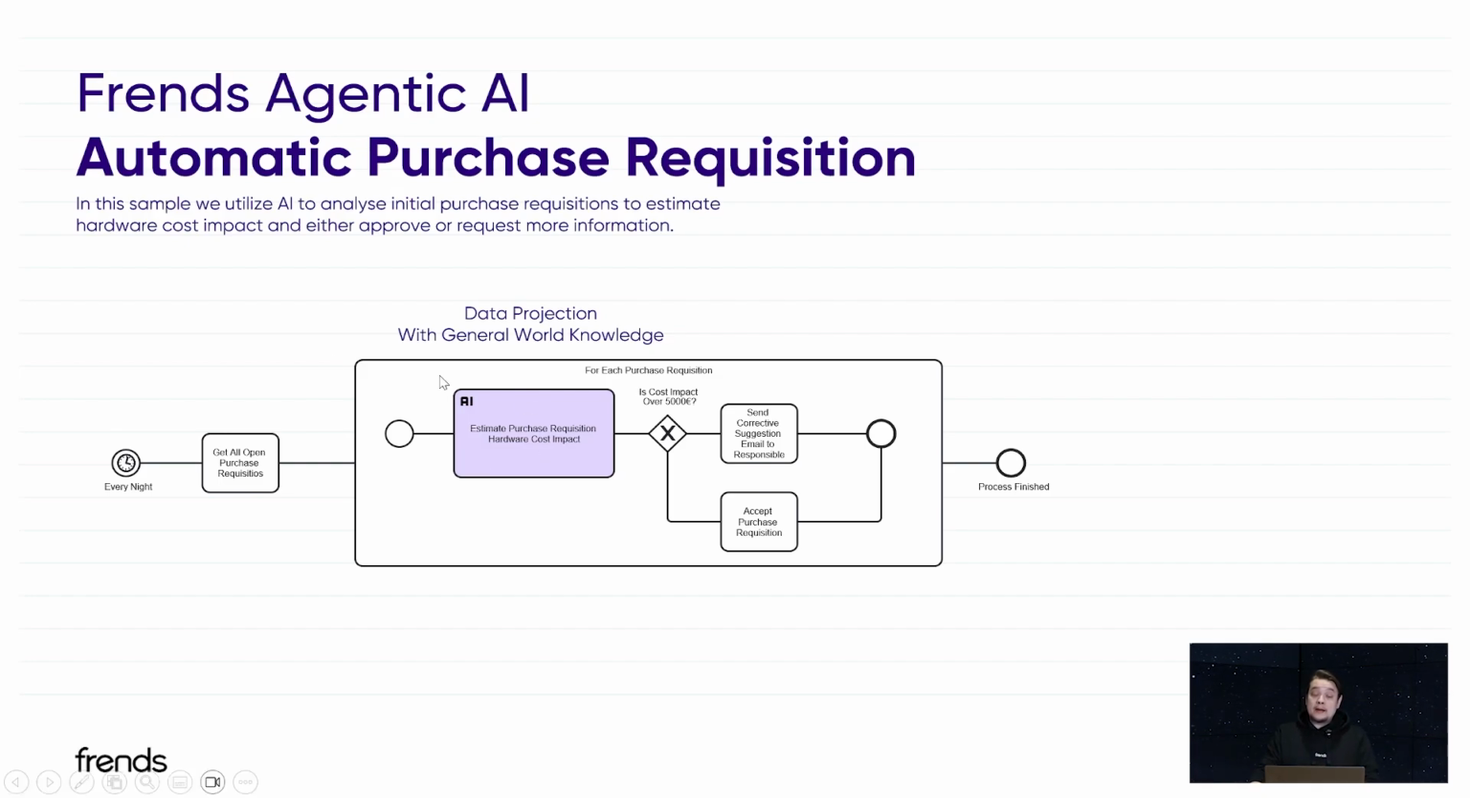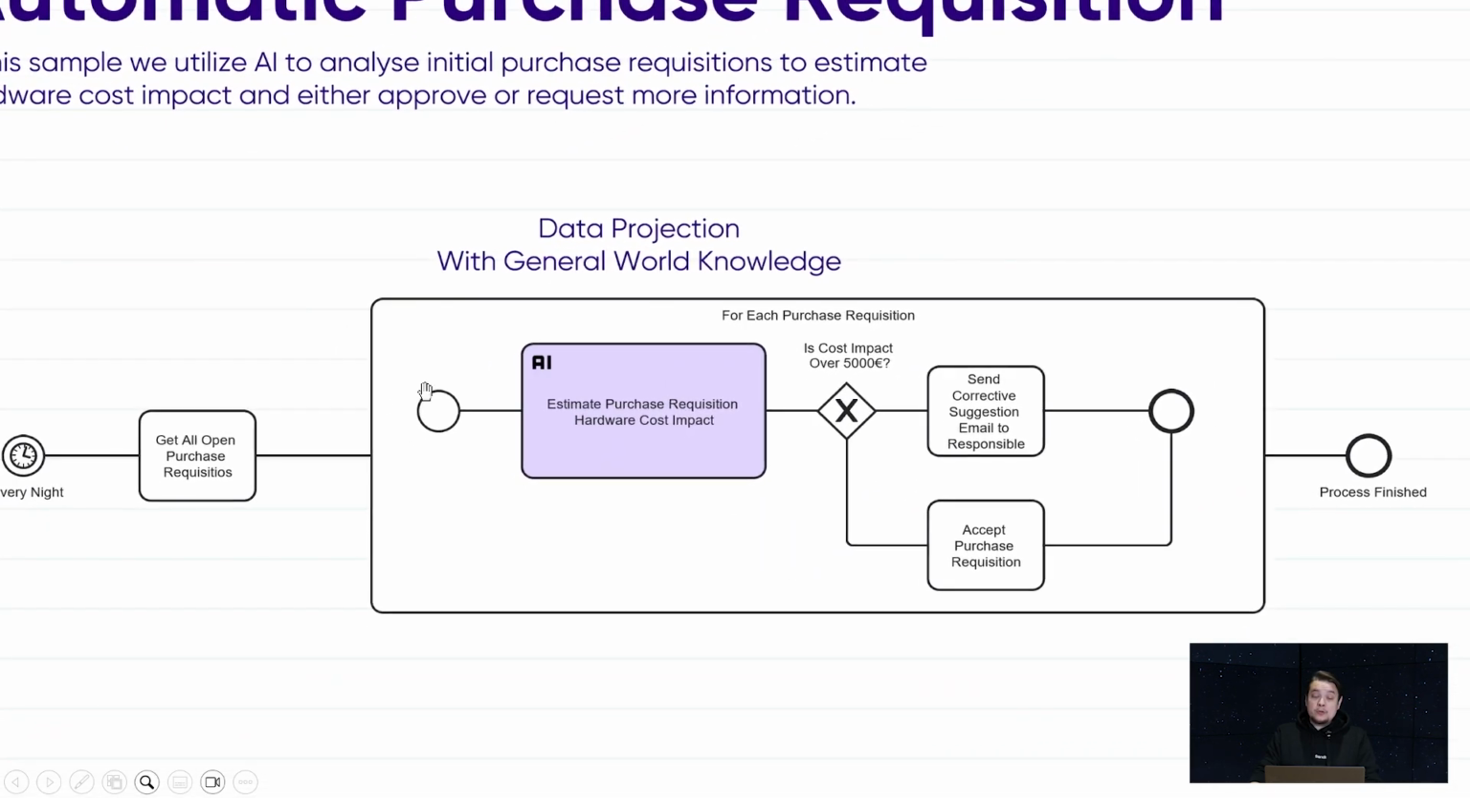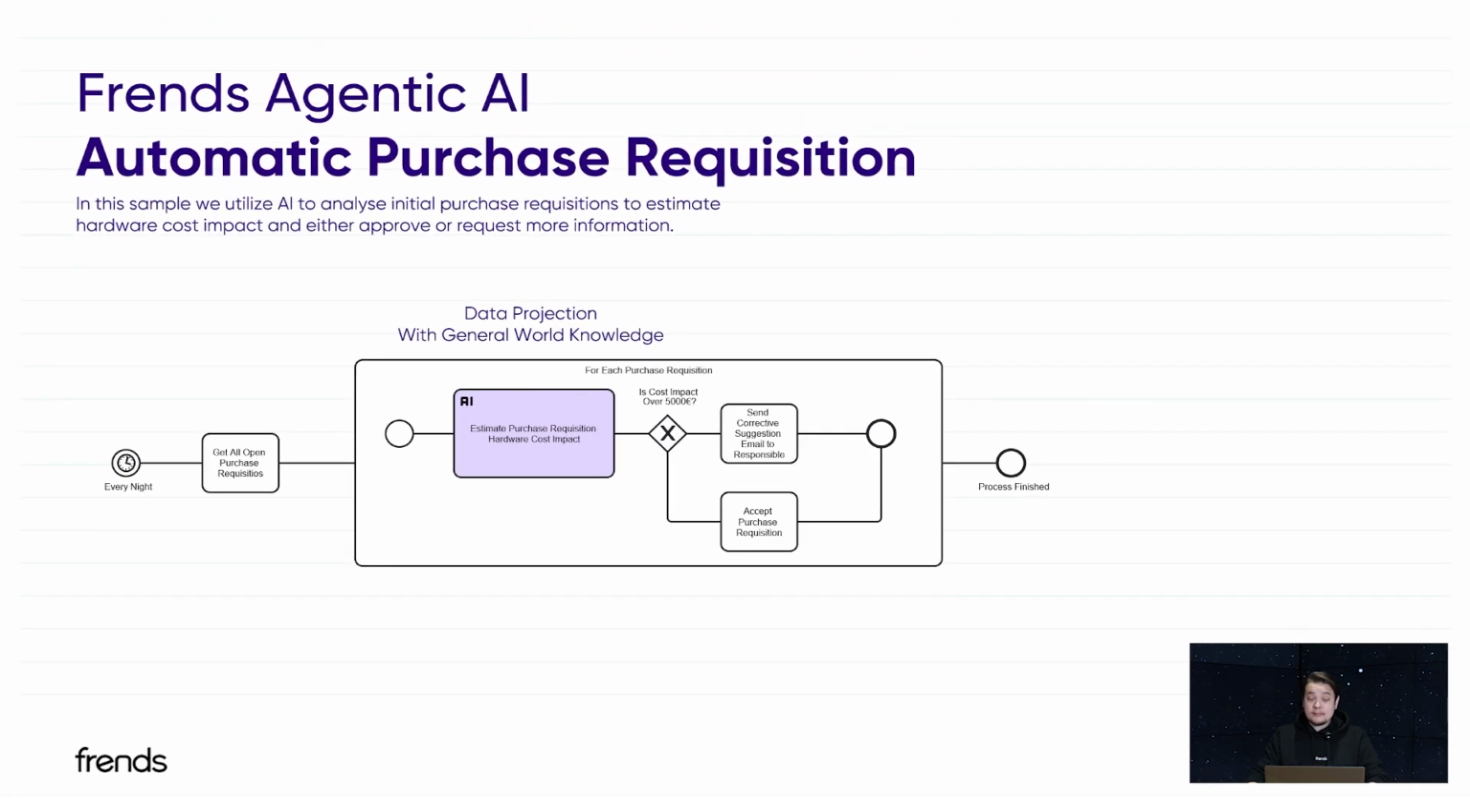And actually what we can now use AI for is to use that purchase requisition's information as context and take the general world knowledge and understanding of the more extensive large language models to be able to make the AI do this sort of a data projection scenario for us. So basically estimate the total cost impact if we were to acquire this sort of hardware, as a practical example.